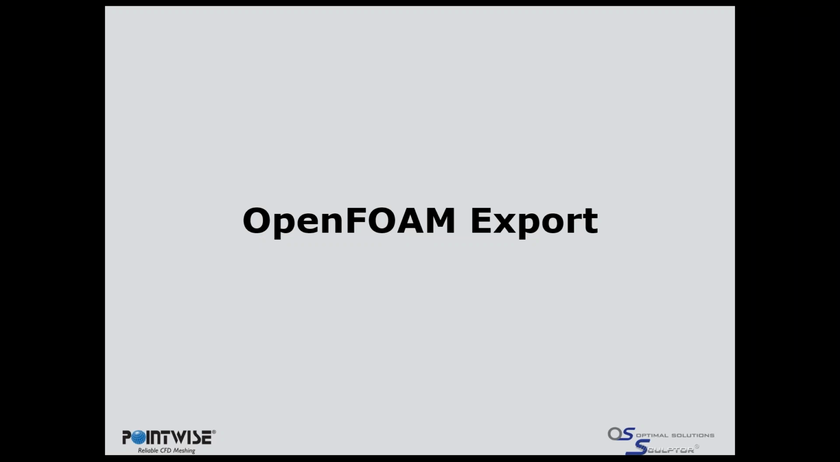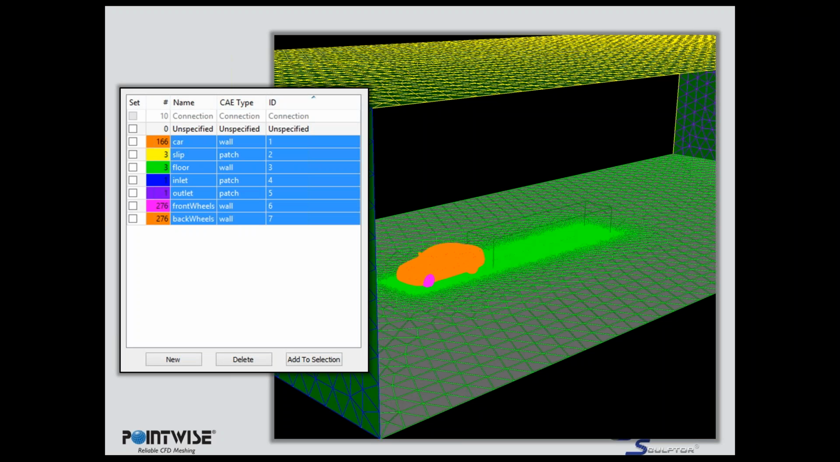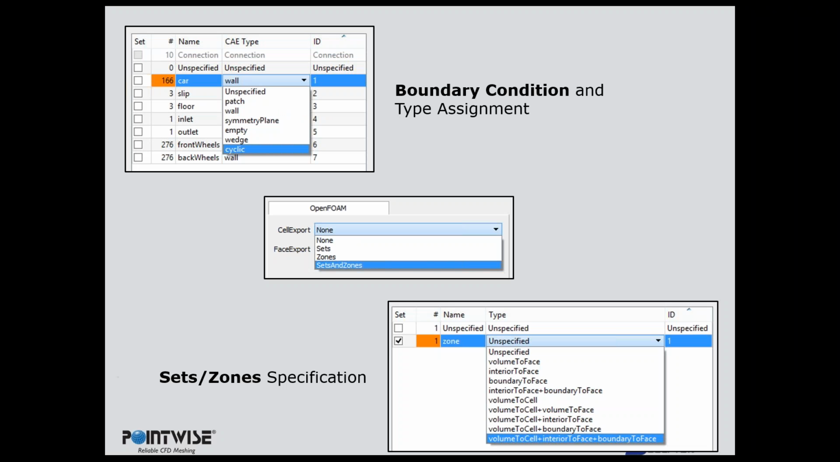All right, when we're done, we then export to OpenFOAM. In Pointwise, we can set up all of the boundary conditions. We have all of the types available, the OpenFOAM specific types. We can specify those boundary conditions. We have patch, wall, symmetry plane, empty, wedge, cyclic, what have you. You can name them. All of that stuff gets exported to the boundary file and the polymesh directory. And if you want, you can set up sets and zones. We didn't need that for this particular case, but thought we would mention it because that is an option that's available.